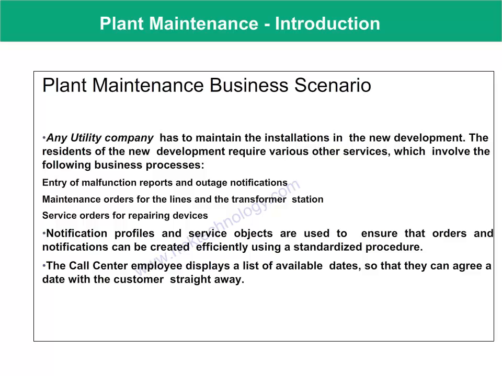The residents of the new development require various other services, which involve the following business processes: entry of malfunction reports and outage notifications, maintenance orders for the lines and the transformer station, service orders for repairing devices. Notification profiles and service objects are used to ensure that orders and notifications can be created efficiently, using a standardized procedure. The call center employee displays a list of available dates, so that they can agree a date with the customer straight away. All the above functionalities can be performed and managed using SAP Plant Maintenance Module.